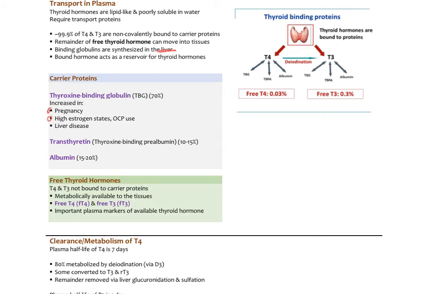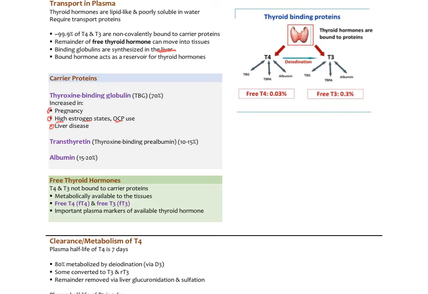and that's going to be increased in pregnancy, high estrogen states, oral contraceptive use, and liver disease. And why that's significant is if you increase the TBG, you're going to have more thyroid hormone bound up to the carrier protein and less available to the tissues. So that's why high estrogen states often mimic hypothyroidism, because a lot of it is just because all that thyroid hormone is being bound up to the binding globulin.